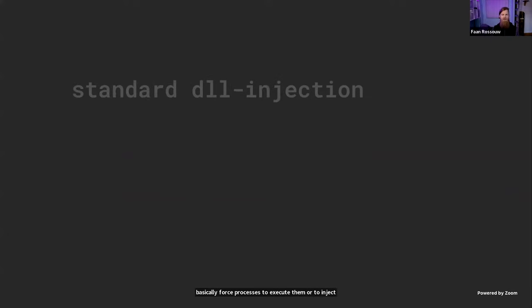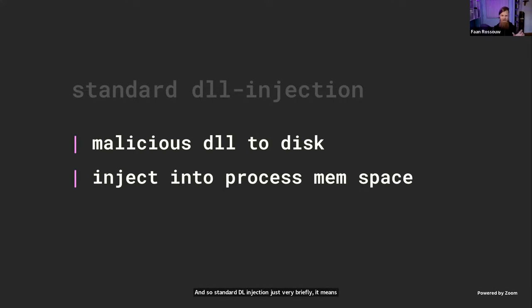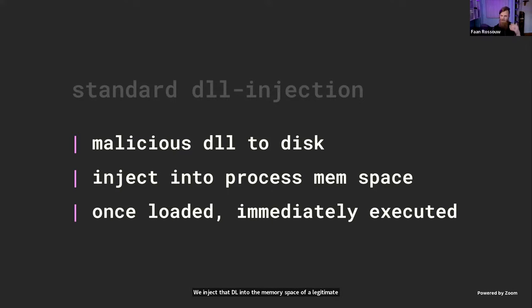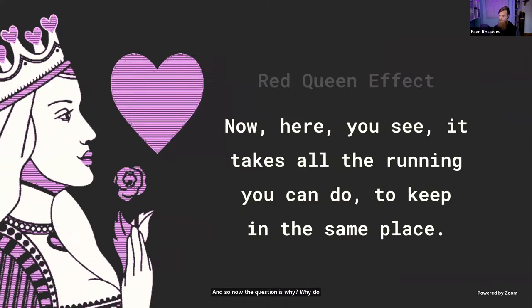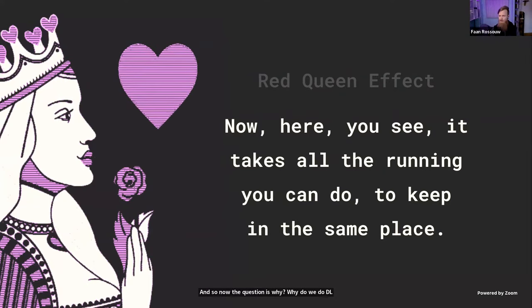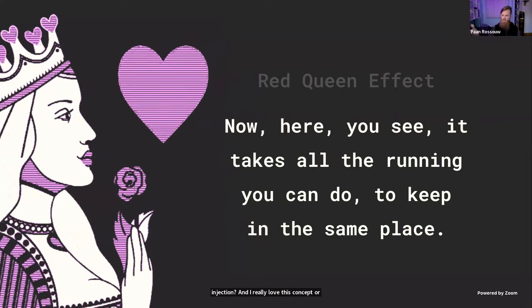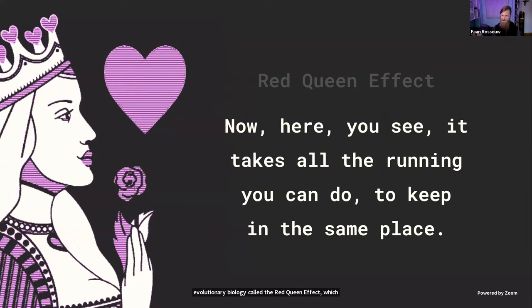And so standard DLL injection, just very briefly, it means we write a malicious DLL into disk. We inject that DLL into the memory space of a legitimate process. And the moment it is injected, it will execute itself, typically. And so now the question is why? Why do we do DLL injection? And I really love this concept or idea from evolutionary biology called the Red Queen effect, which is based on the following line from Lewis Carroll's Alice in Wonderland.